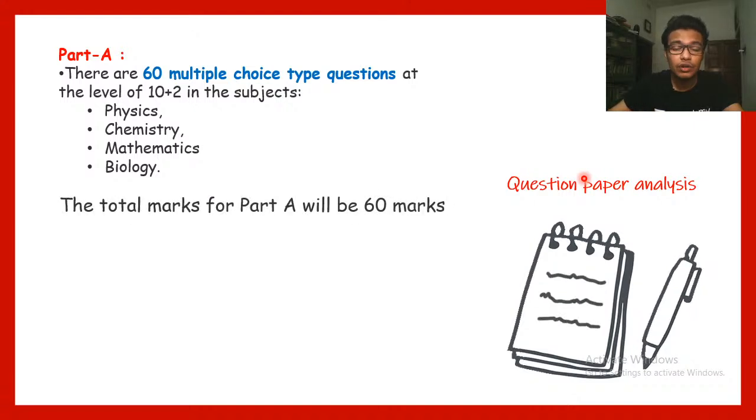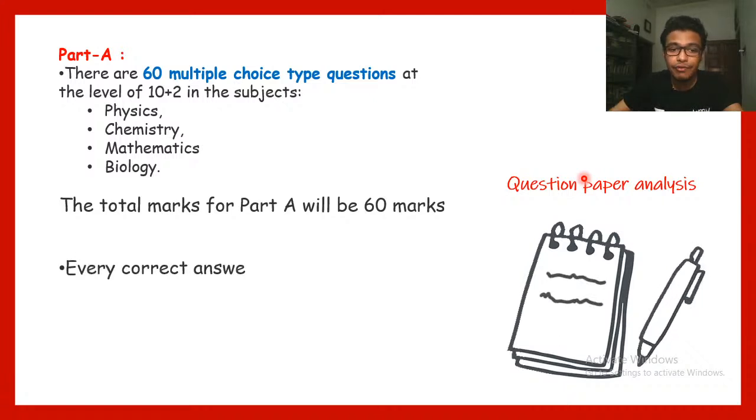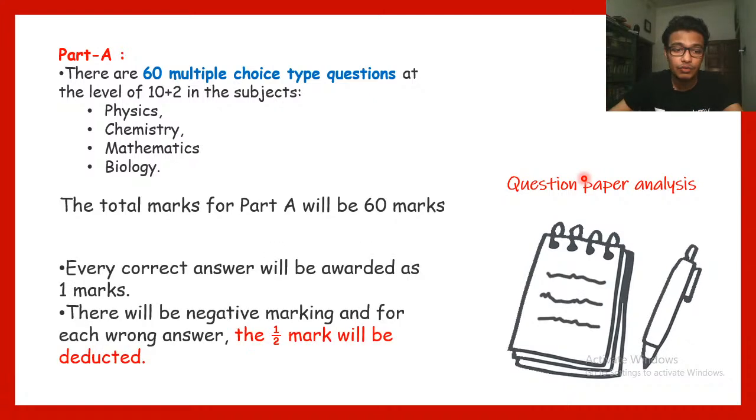Why is that so? The total marks would be 60 because there are 60 questions, 1 mark each. Every correct answer would give you 1 mark, but every wrong answer would take half a mark from you. That's the negative marking part. 50% negative marking, a lot, guys. Though this section is not so scoring, half marks negative is still a lot. So you have to be very cautious while answering these questions, okay? Because पैर फिसला तो गया भैंस पानी में. So you have to be very, very cautious about this part, okay?